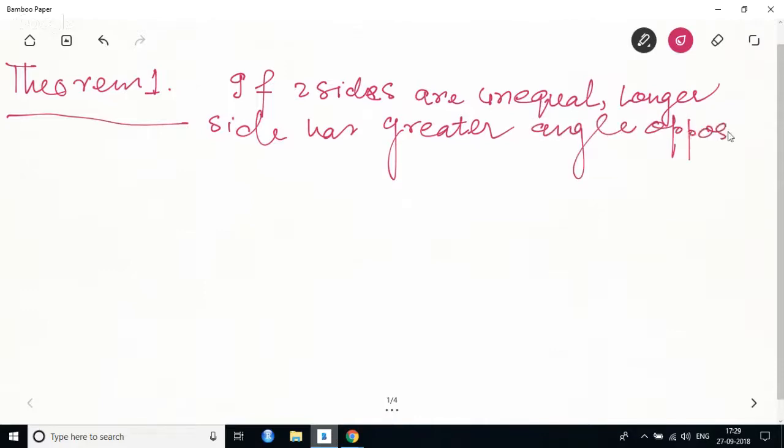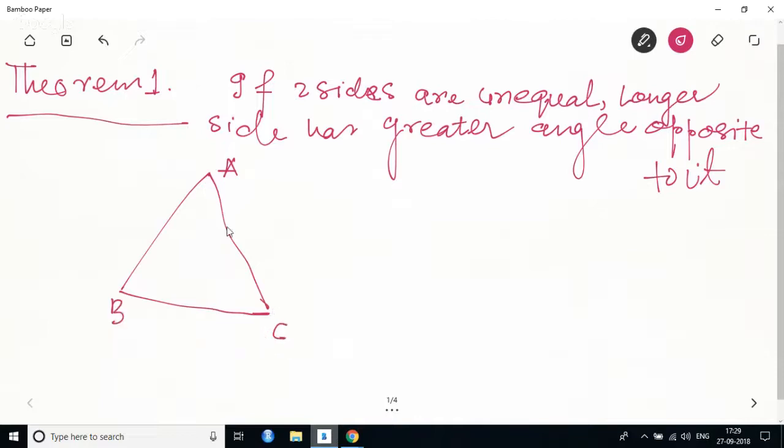How do I prove it? Just look here. So try to understand, this is my triangle, triangle ABC. I am saying that two sides are unequal. So I am saying that AC is greater than AB. This is an assumption, so that I can confine myself to this particular statement.